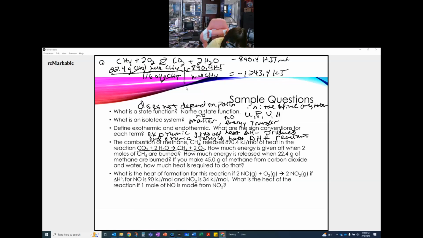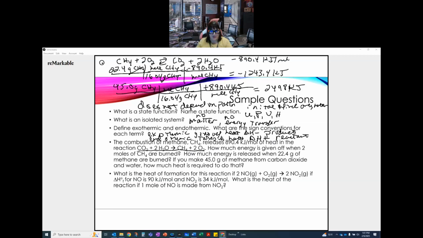If you make 45 grams of methane from carbon dioxide and water, how much heat is required to do that? So instead, we're looking at the other reaction, so going the opposite way. We're taking 45.0 grams of methane that I want to make. I still need to divide that by 16.04 grams of CH4 per mole of CH4. But this time, since I have to make the CH4 rather than consume it, this is going to be a positive 890.4 kilojoules per mole. And that gives me 45 divided by 16.04 times 890.4, 2498 kilojoules are required to do that. Cool, that was fun.